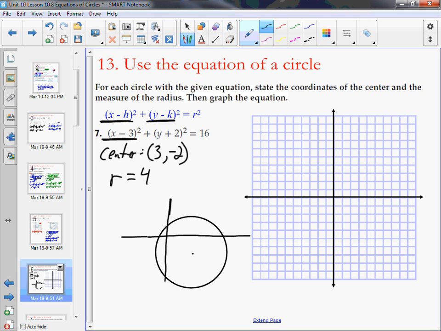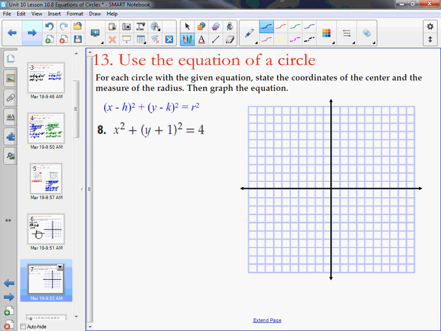Okay? So, I'm not real concerned about the graph. I want you to be able to make a rough graph, but graphing circles just isn't easy. They don't look like circles quite often. But you with me? All right. Number 8. We need to find the coordinates of the center, and we need to find the radius.